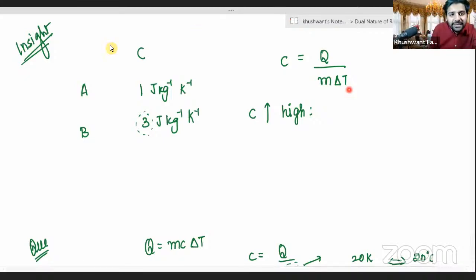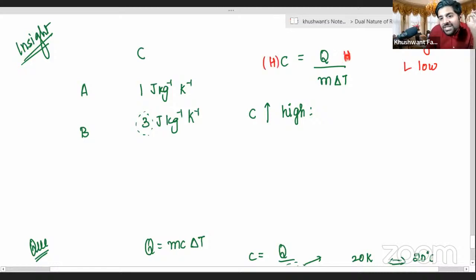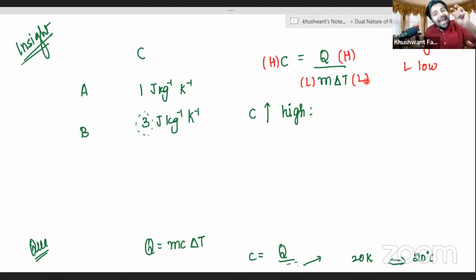Let me say it again, everybody. Suppose here H represents high and L represents low. When I have a high specific heat capacity, it implies a large amount of heat needs to be given to that substance, even if its mass is very small and even if the temperature rise we want is very small. For a very small rise of temperature also, a large amount of heat needs to be given to the substance. Such a substance's specific heat capacity will be higher.